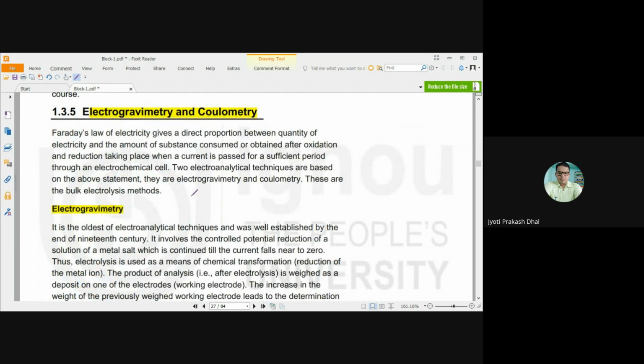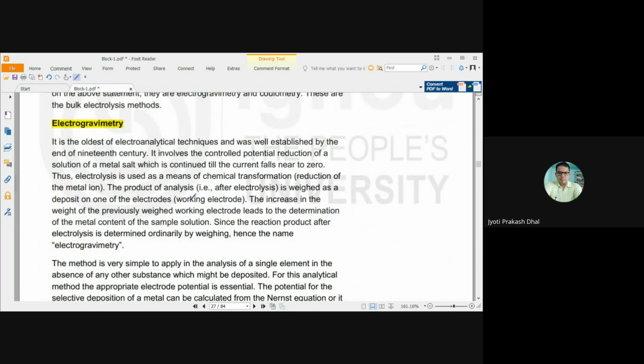Now coming to electrogravimetry and coulometry. The first one is electrogravimetry. It is the oldest technique and was well established by the 19th century. The method involves the controlled-potential reduction of a solution of a metal salt, continued till the current falls near zero. Thus, electrolysis is used as a means of chemical transformation, that is, the reduction of metal ions, and the product of analysis is weighed as a deposit.